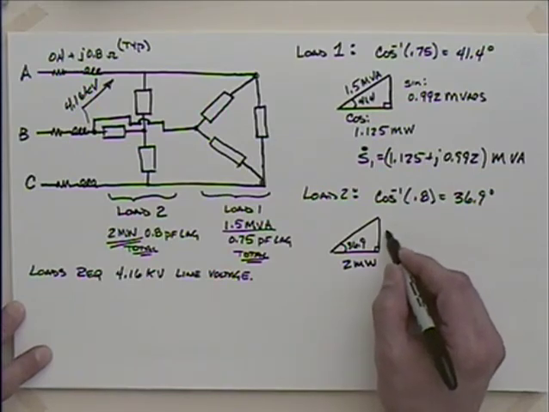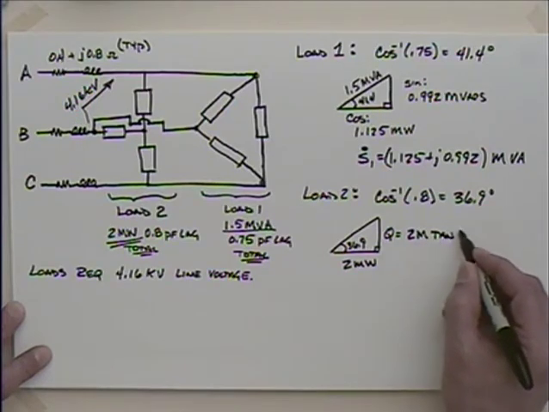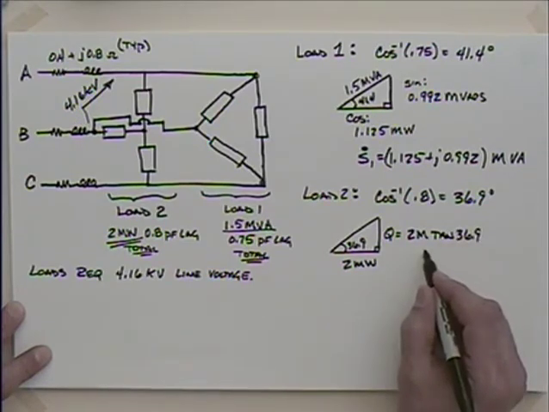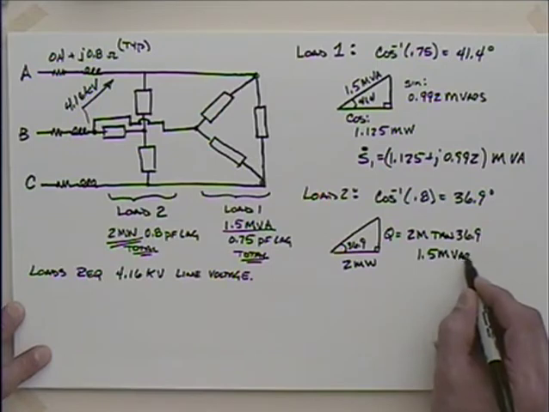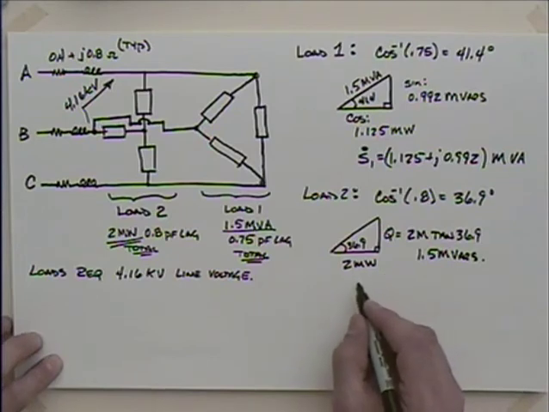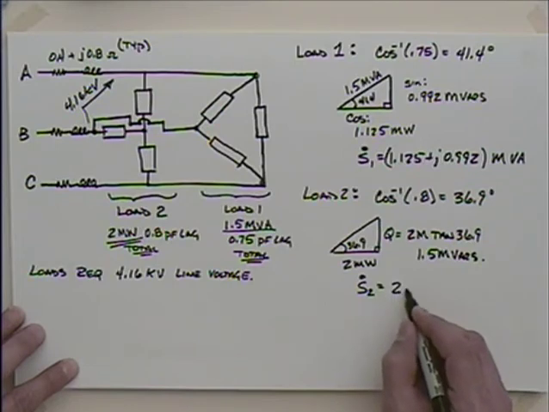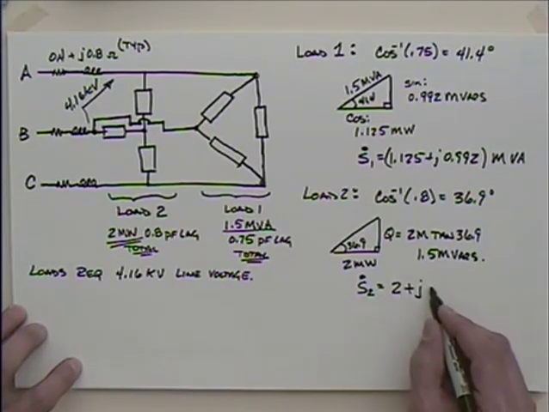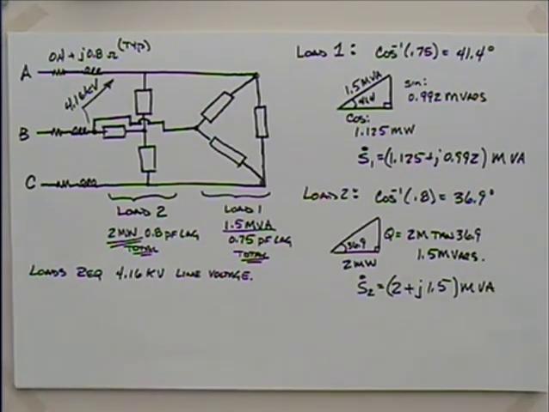Okay. So we could say this. This is the calculation we did in the last problem here. Q is equal to 2 meg times the tangent of 36.9, which nets us 1.5 megavars. Double check that. Yeah. So if I wanted to talk about the complex power S for 2, we could say that that's 2 plus j1.5 megavolt amps. Okay.